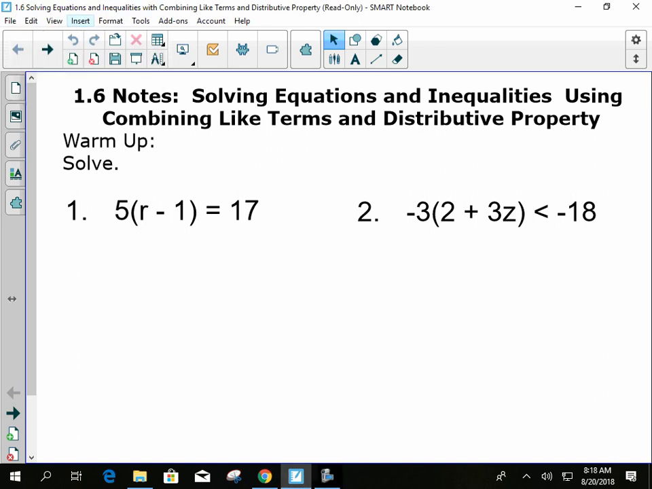Okay, this is 1.6 notes. Solving equations and inequalities using combining like terms and distributive property. Good news, I've already taught you this.